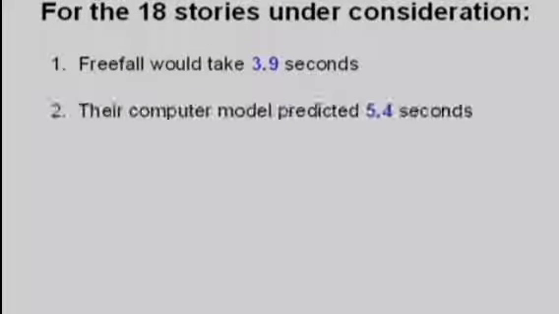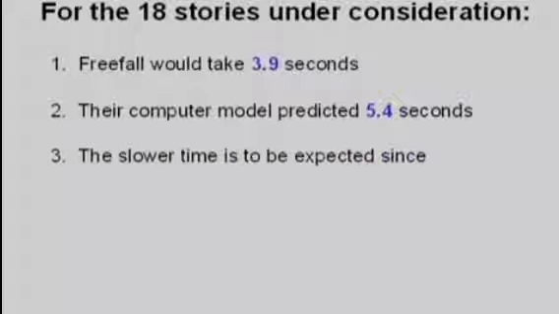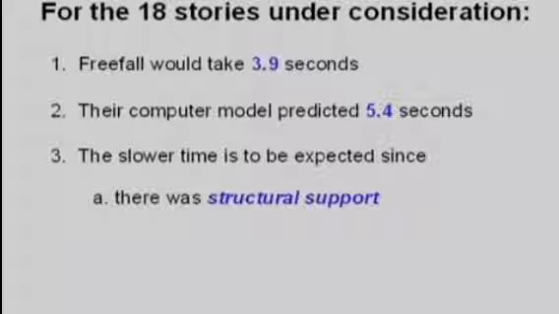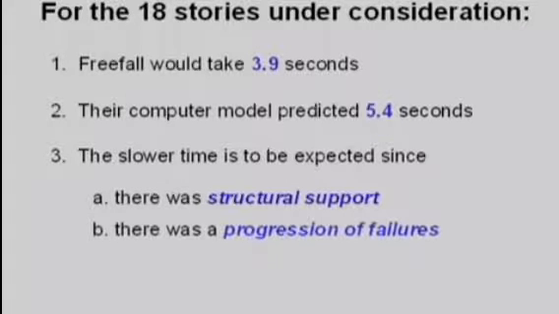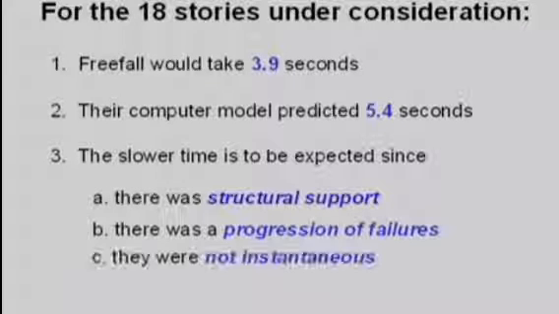Buried in all that verbiage, what Dr. Sunder is saying is, free fall for the 18 stories under consideration would have taken 3.9 seconds. However, their computer model simulating collapse required 5.4 seconds. The slower collapse time was to be expected, since there was structure supporting the building as it fell, slowing the fall, that there was a progression of failures that had to take place, and that these were not instantaneous.